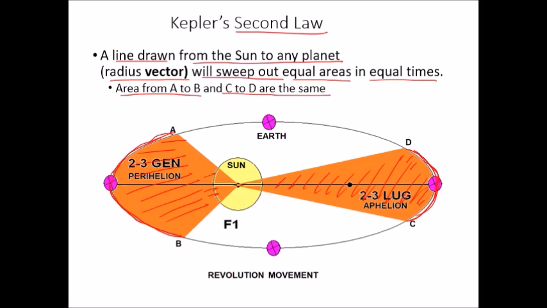Therefore, the Earth has more speed in perihelion to sweep out these areas in equal time. So the Earth is faster in perihelion and slower in aphelion.